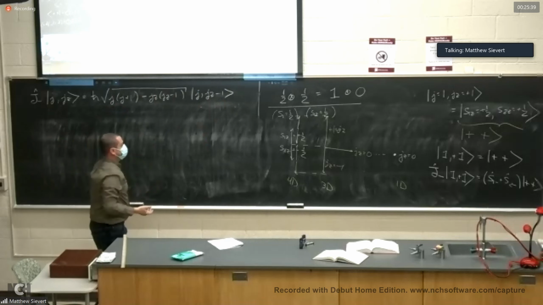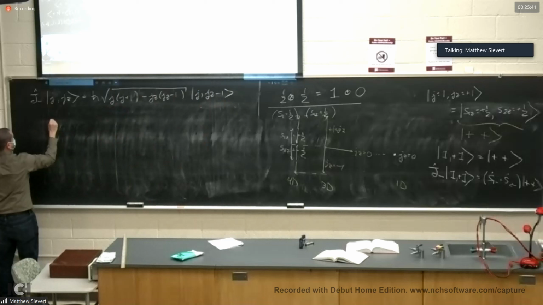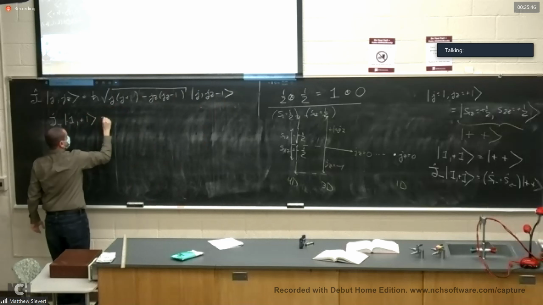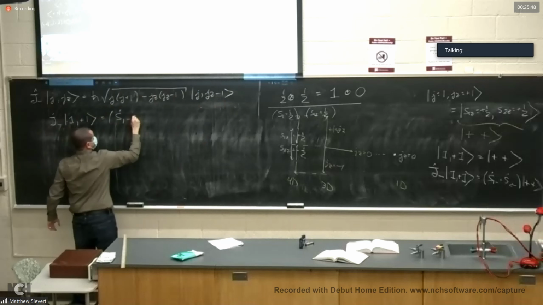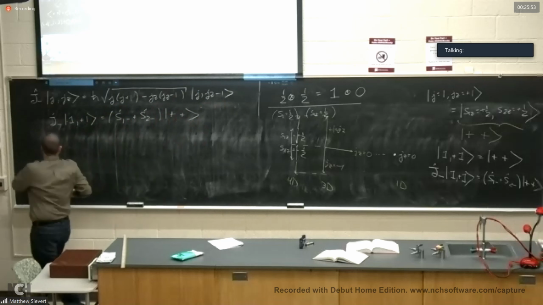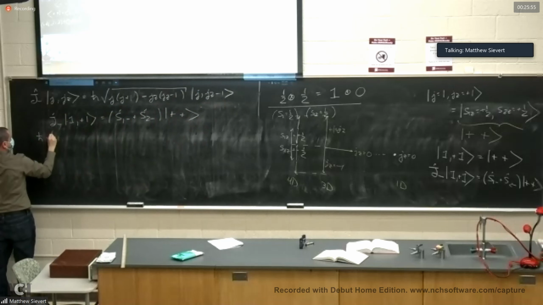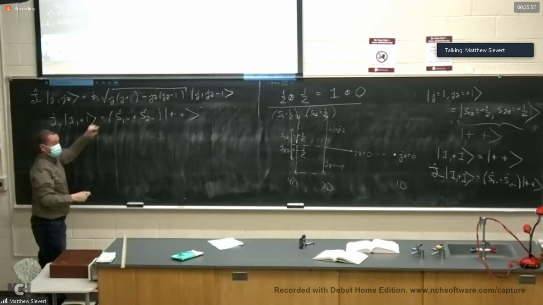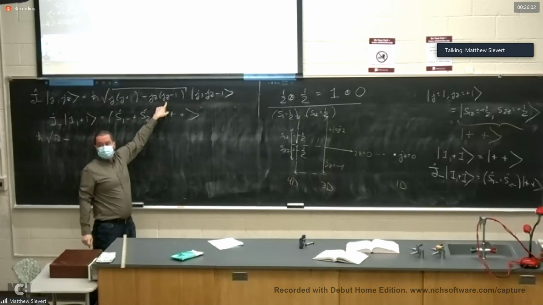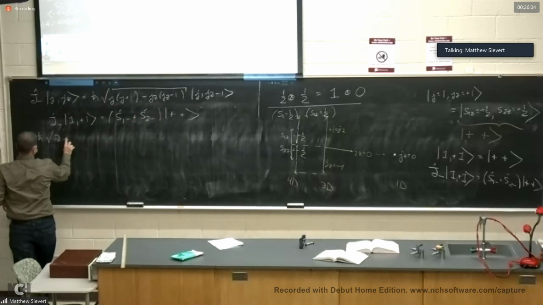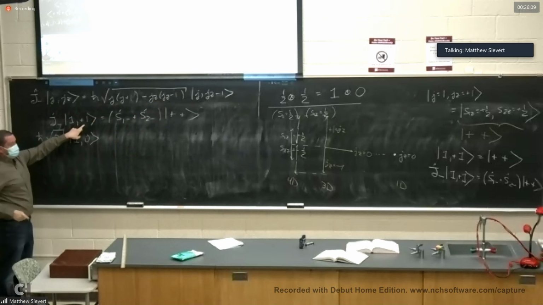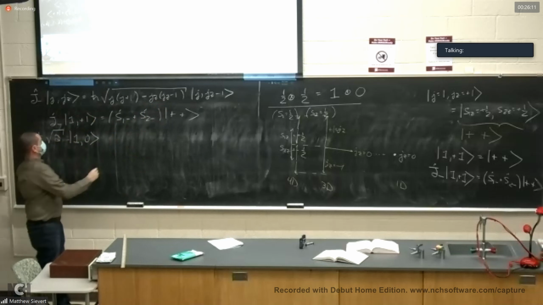So when j minus acts on the state 1, plus 1, this one gives me h bar square root of 1 times 2, that's 2, minus 1 times 0. So just square root of 2 h bar, and then I lower the value of jz to 0.